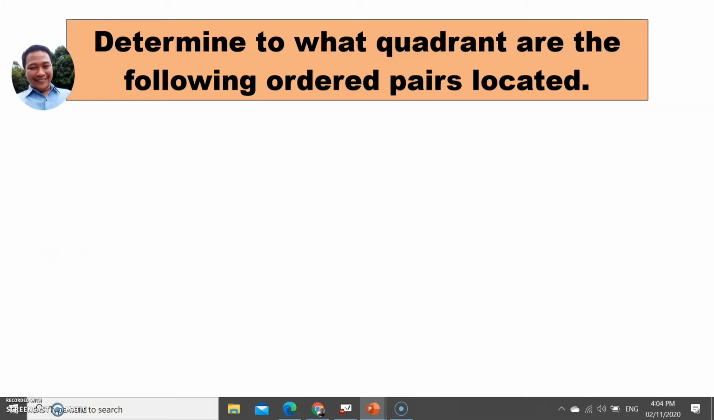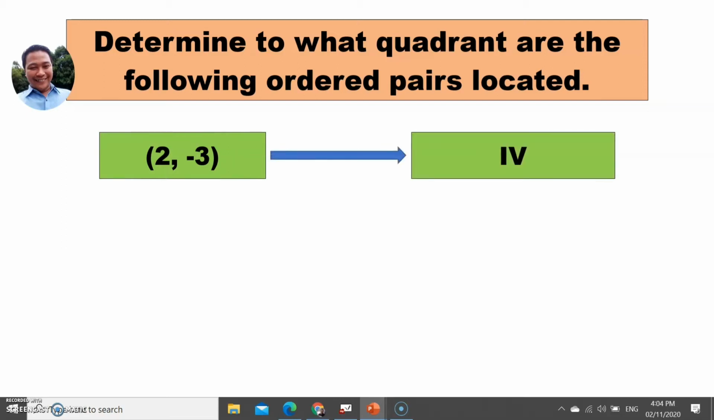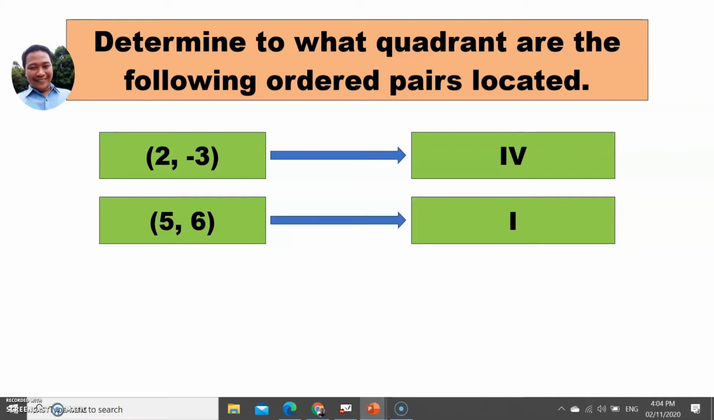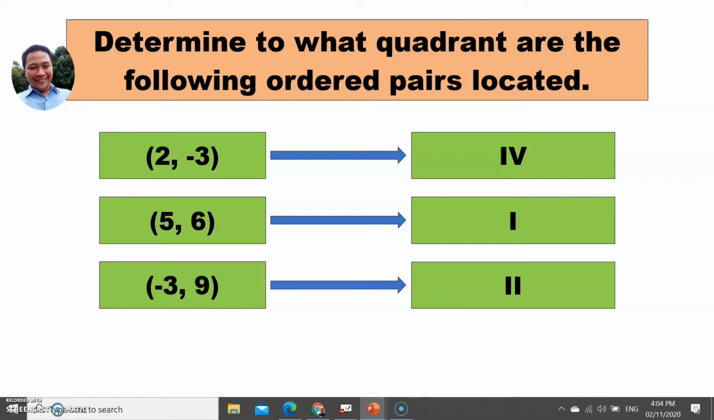At this point, let us determine to what quadrant the following ordered pairs are located. We have here (2, -3). Yes, it is located on the 4th quadrant. How about (5, 6)? Very good. It is located on the 1st quadrant. How about (-3, 9)? So the value of x is negative, the value of y is positive. So it is found on the, very good, 2nd quadrant.